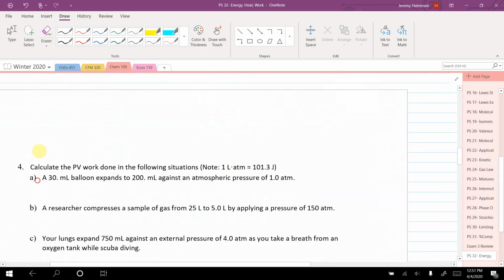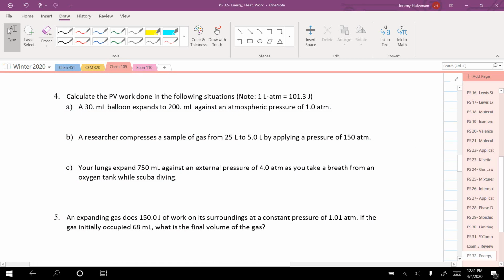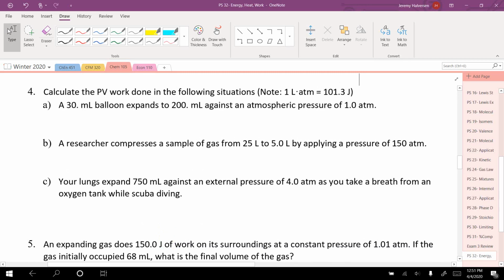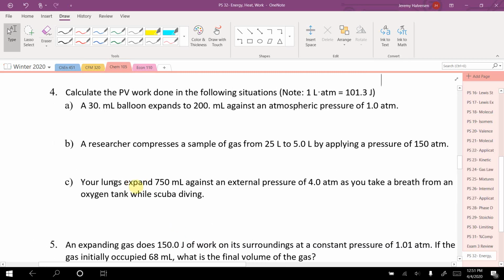Okay. All right, calculate the PV work done in the following situations. And in this case, let's convert all of ours to joules. Remember, it can be liter atmospheres or joules, but in change in energy equals Q plus W, change in energy is in joules, and heat's usually in joules, which means work, if we want to use it with the other things, needs to be in joules. So, a 30 milliliter balloon expands to 200 milliliters against an atmospheric pressure of 1 atmosphere.